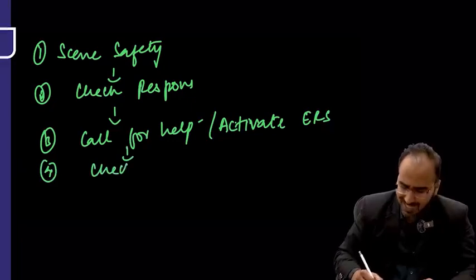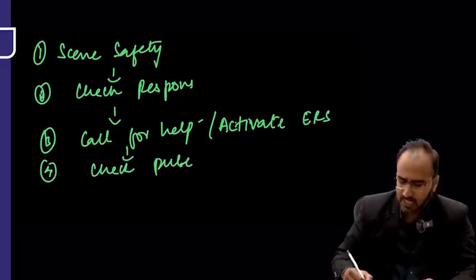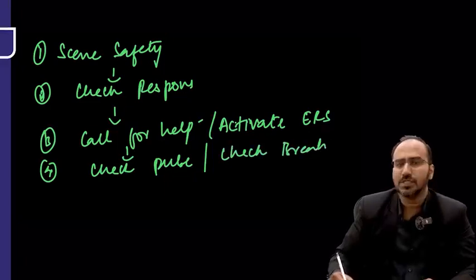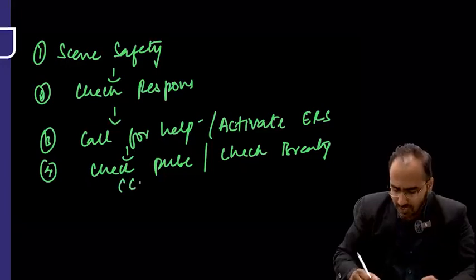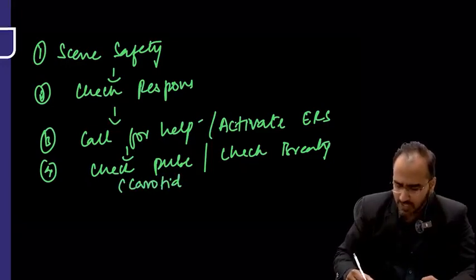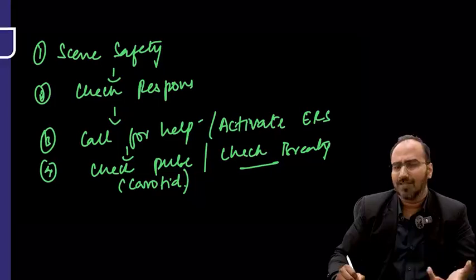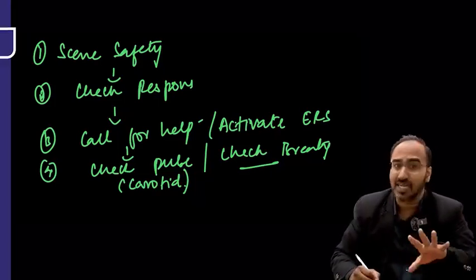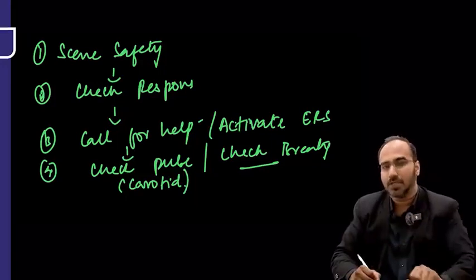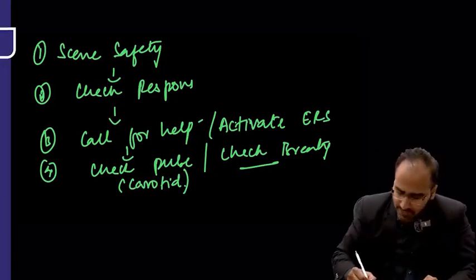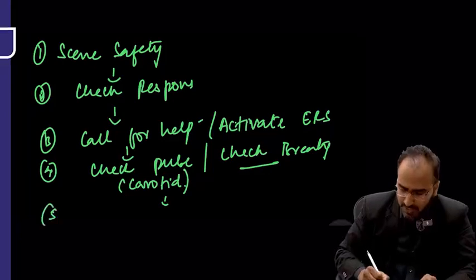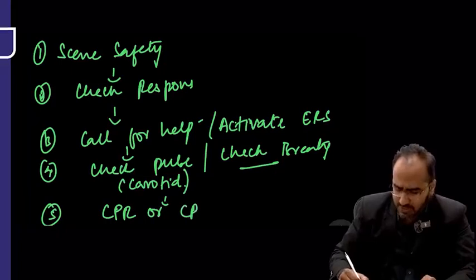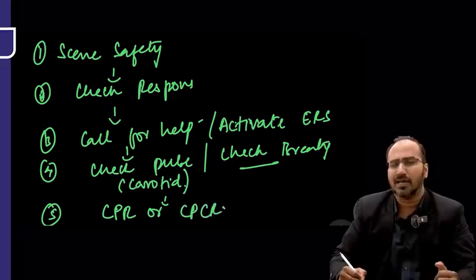Next, fourth is what? You check for the pulse as well as breathing. Which pulse you need to check, guys? You need to check for the carotid pulse. Whereas in adults you go for carotid pulse, in infants, not children, infants, you go for brachial pulse. Okay. Next, if there is no pulse, no breathing, you start your CPR or CPCR. Both is the same. Yani ki you start your chest compressions and all.